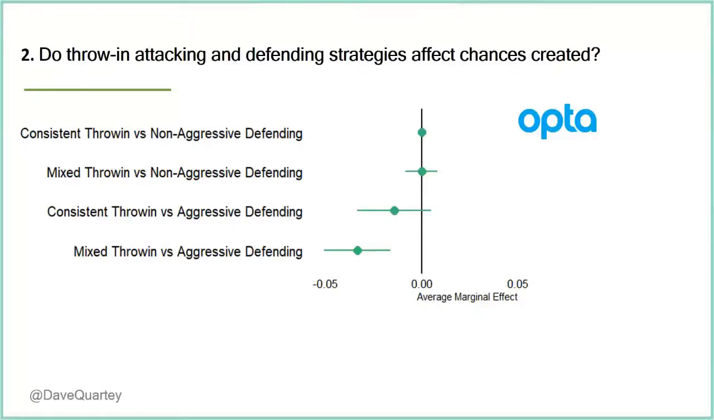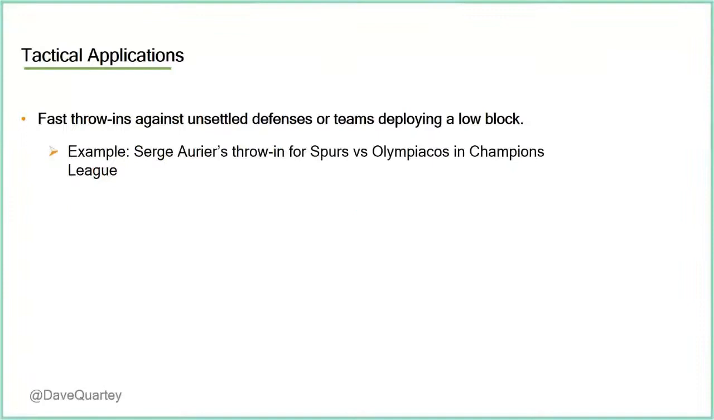In the sense that for some teams, they normally like to deploy very low blocks and very close compact defensive blocks, but quickly taking throw-ins might be able to catch them unawares, which creates opportunities for you to explode. An example I'll be using would be Sergio Aurier's throw for Spurs versus Olympiacos in the Champions League. This was one where the ball boy quickly returned the ball to Sergio Aurier and he was able to take a quick throw-in, right? So I'll be showing a video example of it.